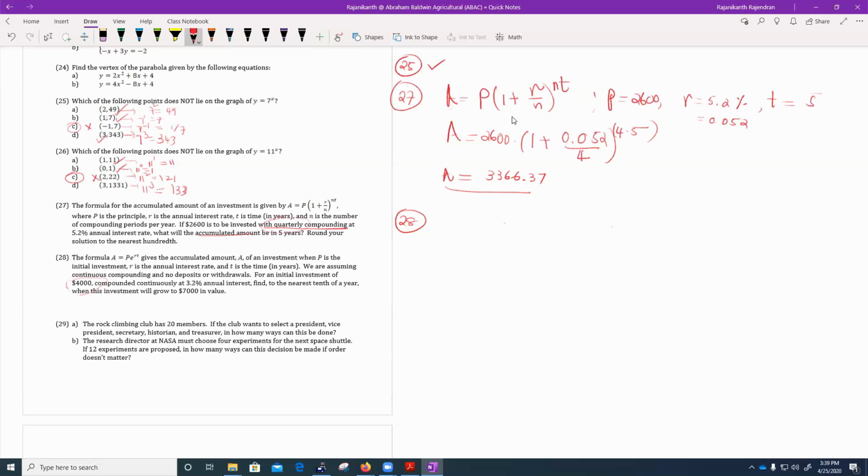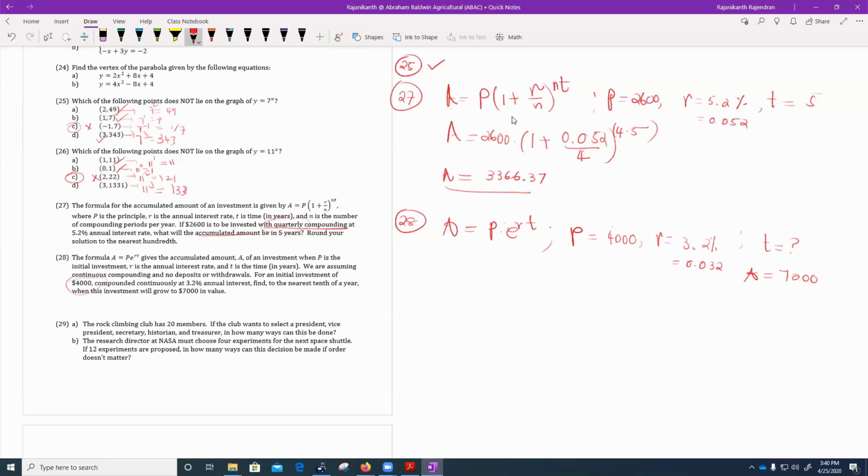Okay, so therefore, first let us write the formula. So A equals P times e to the power RT. You know the initial amount P is 4,000 according to the problem, and the R is 3.2 percentage. So that is 0.032. Now you don't know T, that is the question, but you know the accumulation amount, which is 7,000. To get 7,000, how many years do you have to wait? That is the question, typical.